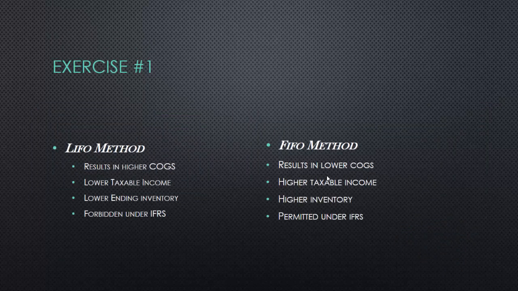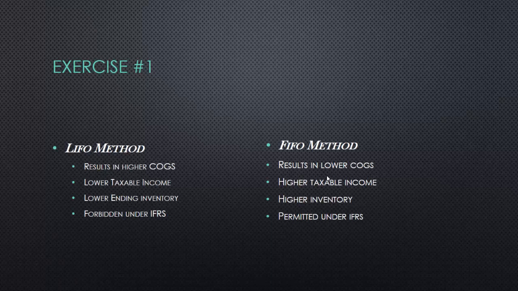So what are some of the benefits and disadvantages of the two methods? Well, for the LIFO method, you're always going to have the highest cost of goods sold, which seems like it would be a bad thing. But when you have the highest cost of goods sold, which is an expense, you're going to have the lowest amount of income. And when you have the lowest amount of income, you pay the lowest amount of taxes. So companies tend to gravitate towards the LIFO method because it reduces the taxes that they have to pay.